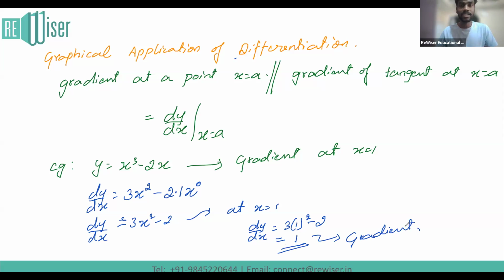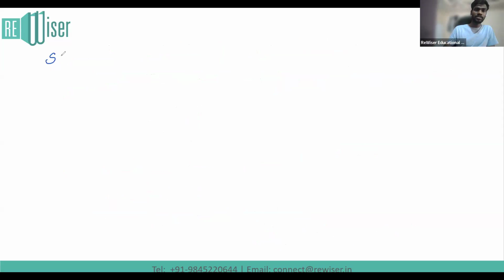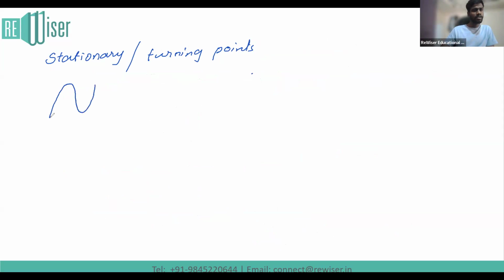And the next thing under differentiation we should be aware of is stationary points, or turning points. Stationary points or turning points are basically the points where the gradient of a tangent is just 0.